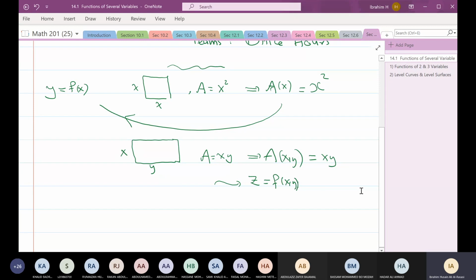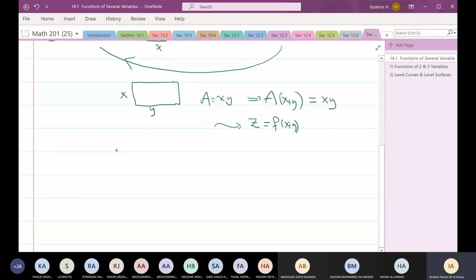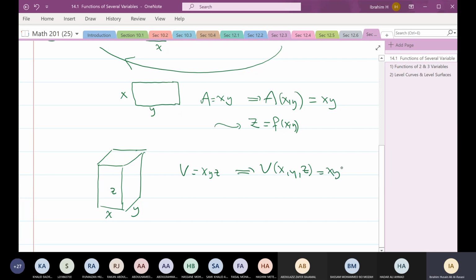Okay. You can go further. If you take a box with sides x, y, and z, what is the volume of the box? It is x times y times z. So the volume of the box depends on x, y, and z. So I write it in the following way: V, the volume, depends on three quantities, x, y, and z, through the relation x times y times z. The volume depends on three quantities through this relation.